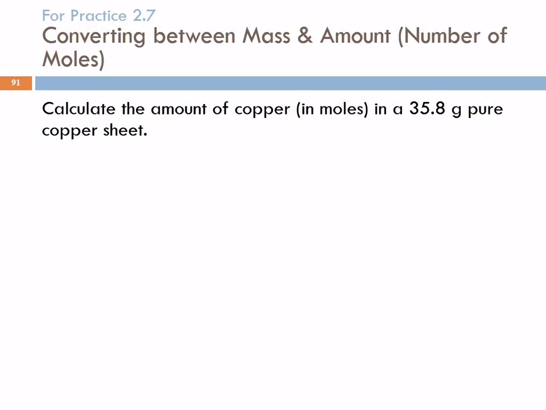We read the words, we find the numbers, and write them down. 35.8 grams. Now, we do need to know which element this is. It's copper. And they're asking us to find the amount in moles. So they're giving us grams, and they're wanting us to find moles of copper. Do we have a relationship that allows us to go directly between grams and moles? Yeah, it's the molar mass.